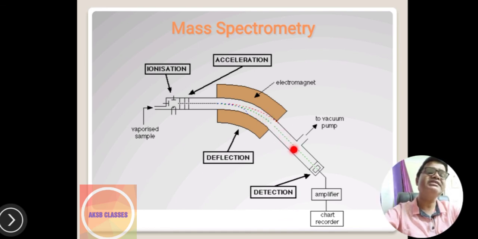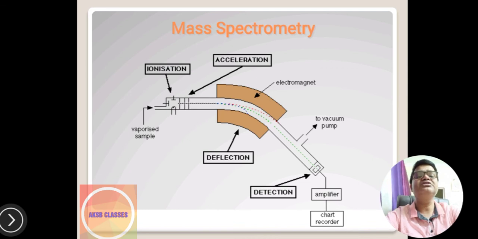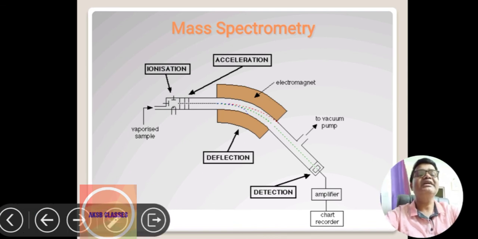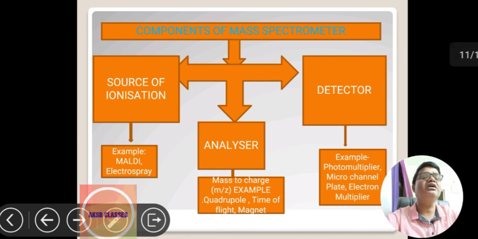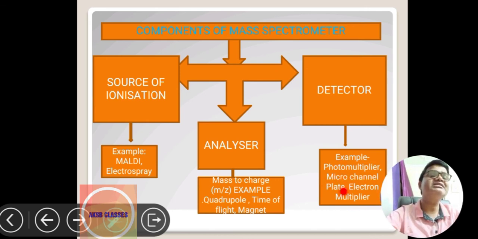On the basis of deflection, we get different patterns of mass spectra, and each mass spectrum can be detected by the detection unit, and those signals can be amplified with the amplifier. If you see a chart, we can detect and amplify the signals with the help of microchannel plates, or we can use an electron multiplier.